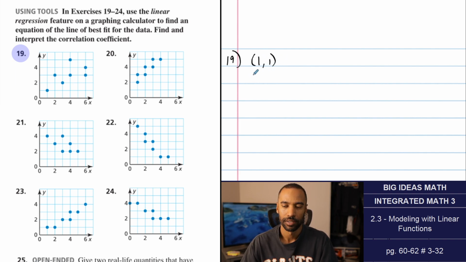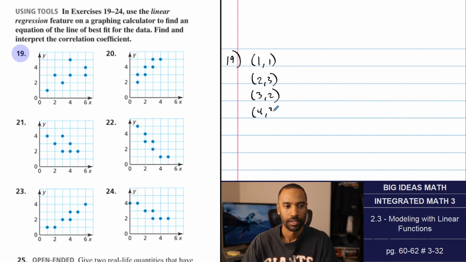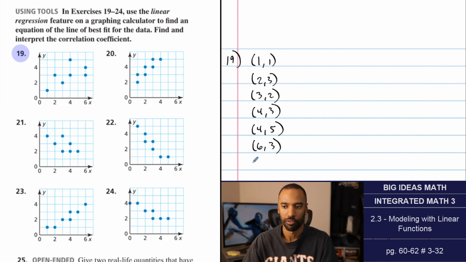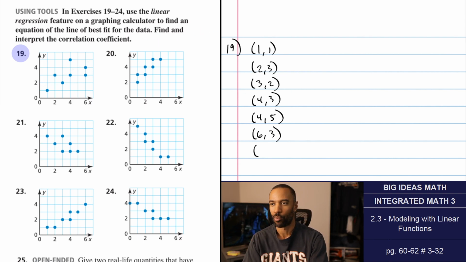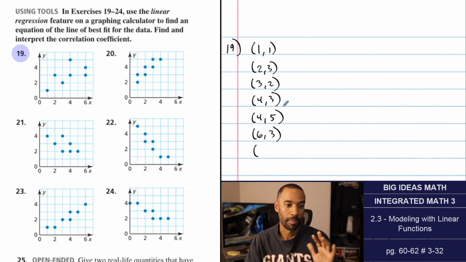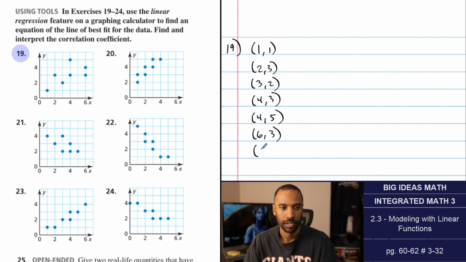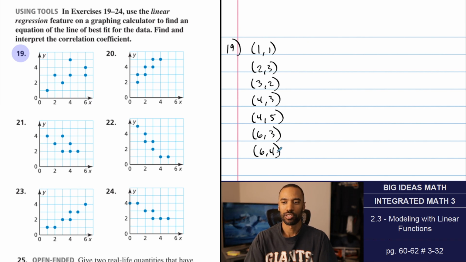So we have 1, 1, 2, 3, 3, 2. I don't want to mess up here. 4, 3, 4, 5. There's no context for these, by the way, so we're not interpreting the data in context. We're just interpreting the correlation coefficient. Is it weak? Is it strong? Things like that. I'd say this one is moderate. I see a bit of a trend. It's not much of a trend. It's probably going to be around 0.7 or less. Or maybe I'm wrong. Maybe it's higher than I think. But 6, 4. Okay. These are the points I'm going to plot. These X's, these Y's, or I could make a table out of it.